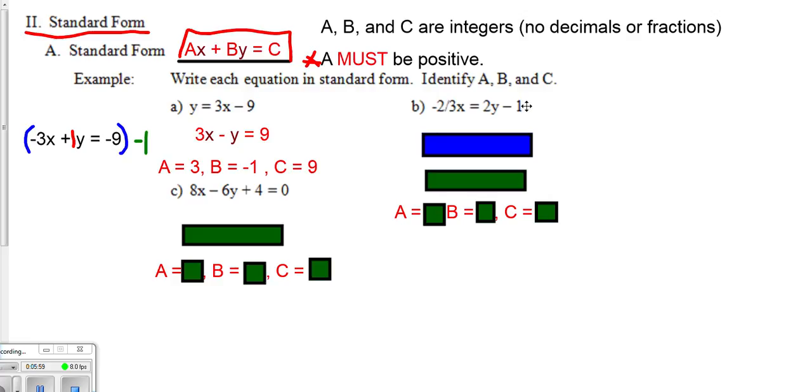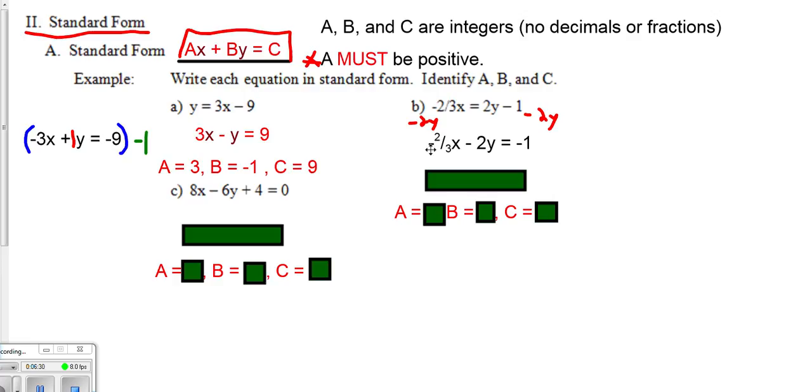Okay, so let's try example B here. We have -2/3 x = 2y - 1. Okay, we want the x and the y on the left side. So what we do to both sides is subtract this 2y on both sides of our equation. When we do that, it's now going to look like this: -2/3 x - 2y = -1.